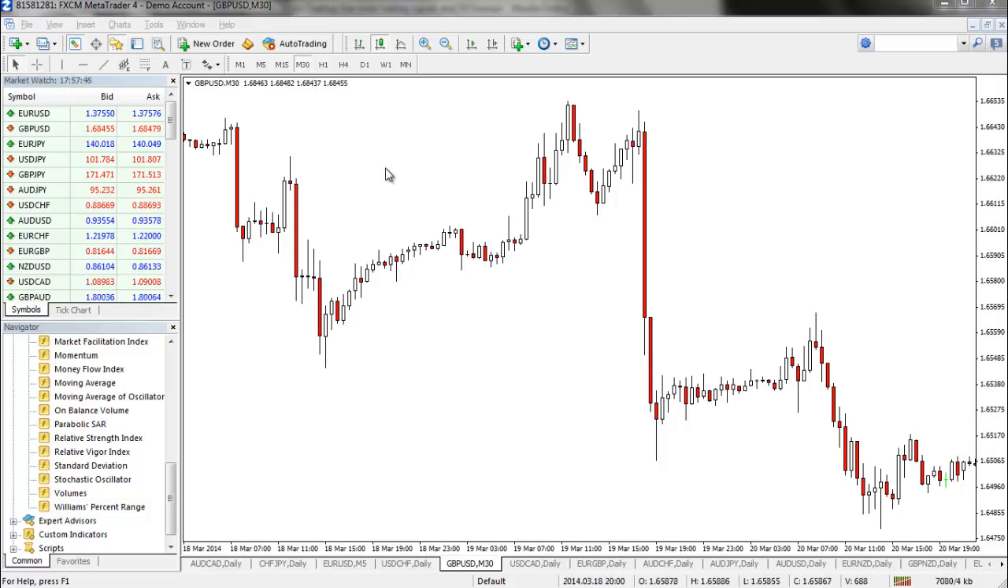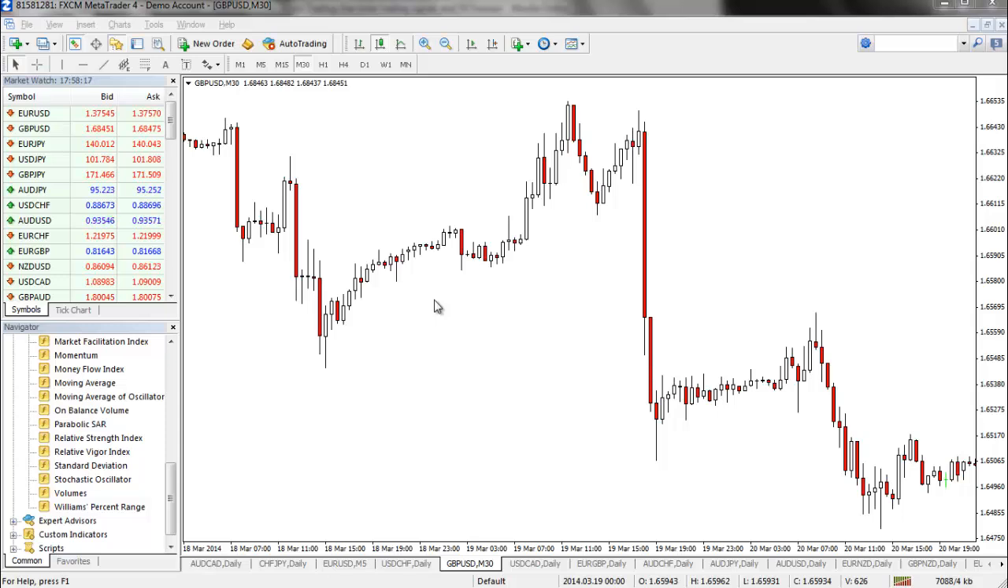For doing this, open a clean chart first. Before going to that, I need to tell you what indicators are used in this strategy. The indicators used are moving averages and the MACD indicator. We are going to use three moving averages with different settings. I'll tell you what those settings are, and we will also be using the MACD indicator here. So these are the indicators that we are using.